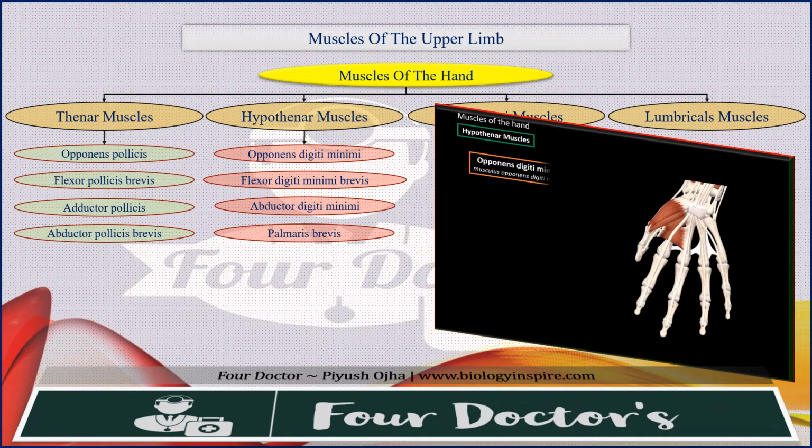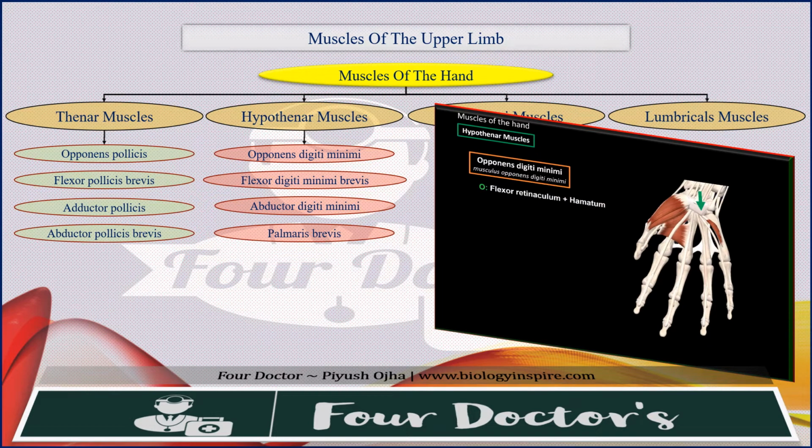The first one is the opponens digiti minimi, which is this one. It originates from the flexor retinaculum and the hamatum, and it inserts at the base of the fifth metacarpal bone. The function of this muscle is opposition of the little finger, basically pulling it towards the thumb.